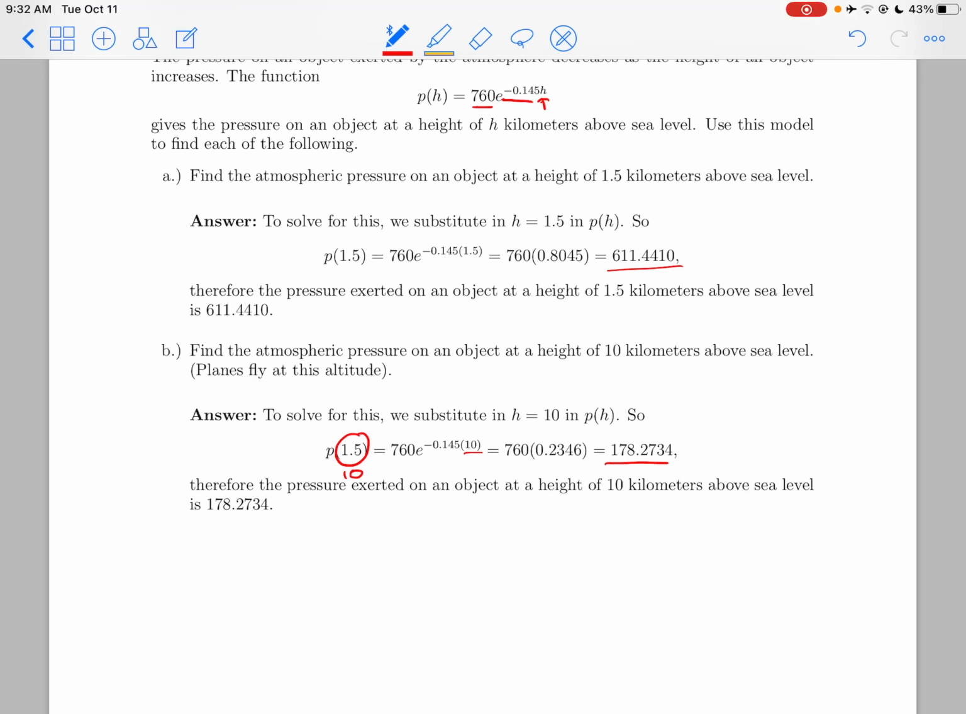So again, you will plug that into your calculator: e to the power of negative 0.145 multiplied by 10, and then we multiply that by 760. And again, as we have gone up, so h has increased, our function value has decreased because we have a negative value of k, meaning I have a decay model here. So as h increases, we have a decrease in our function value.